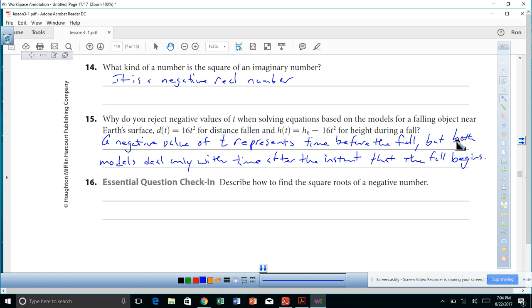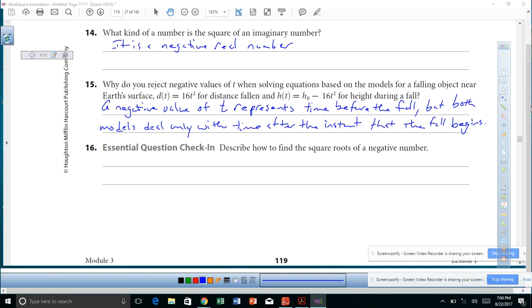All right, essential question check-in. Describe how to find the square root of a negative number. The square roots of a negative number, negative a, are given by the imaginary unit i times the square root of the corresponding positive number a.